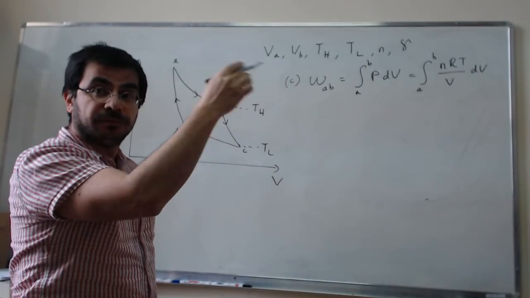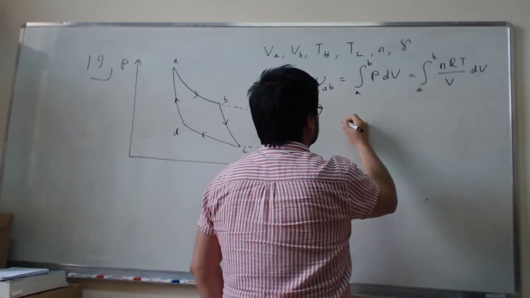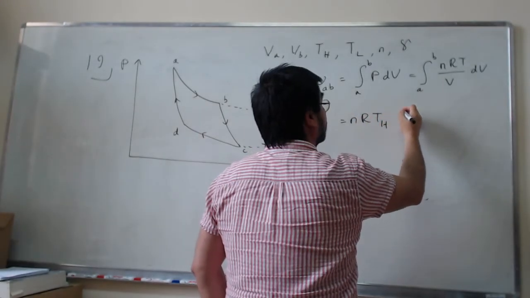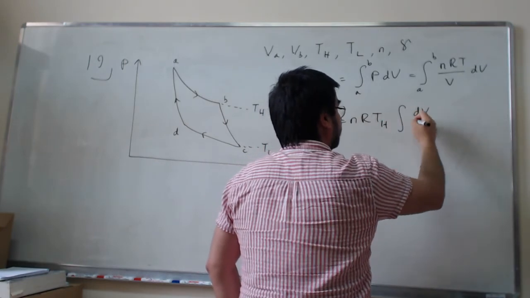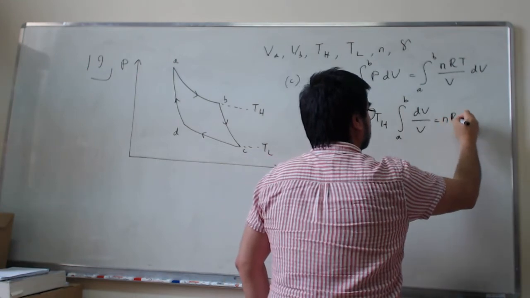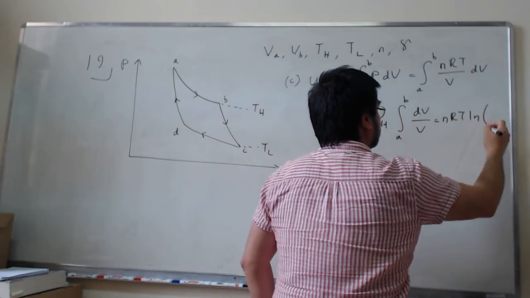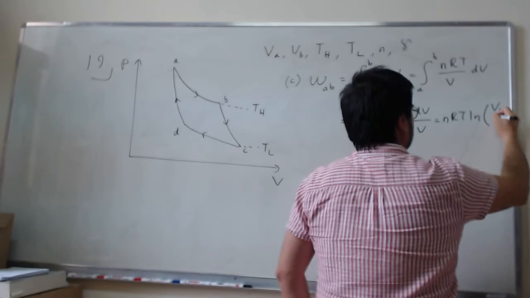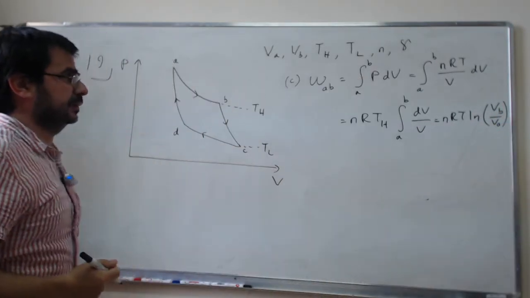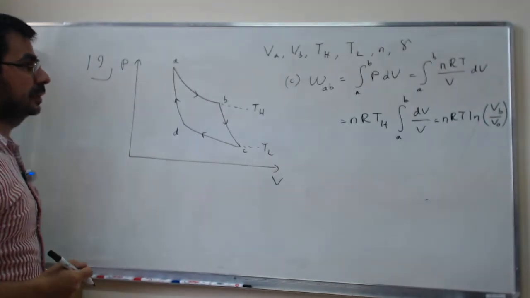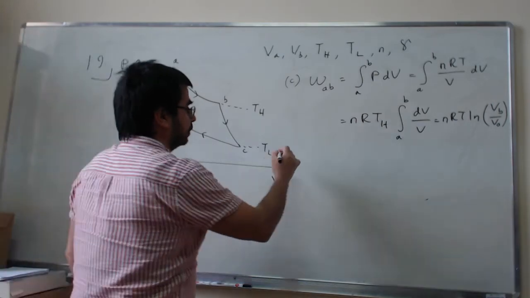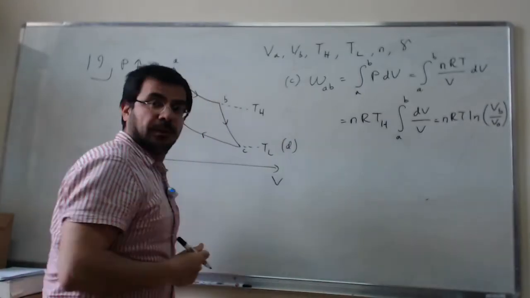So I can take all of the numerator out, and I can write this as nRT_high times the integral of dV by V from A to B, and this comes to nRT log of VB by VA. Okay. I'm sure this is done in some of the examples in the book over an isotherm. This is the work done. Okay. All right. So for part D, what do we do?